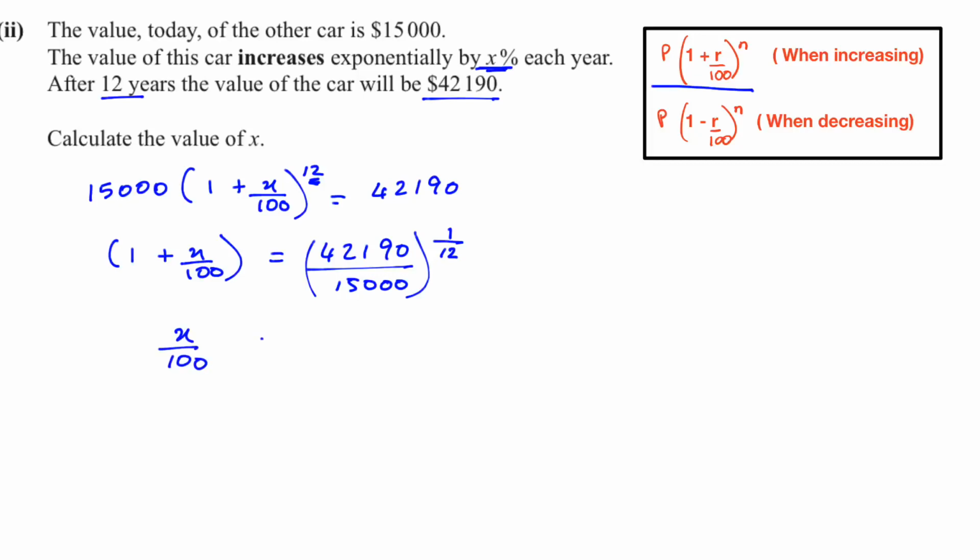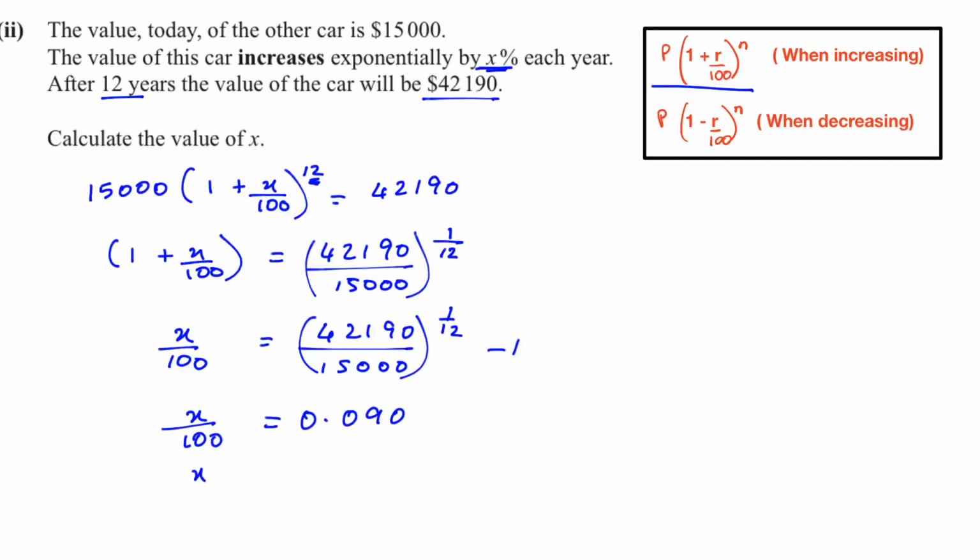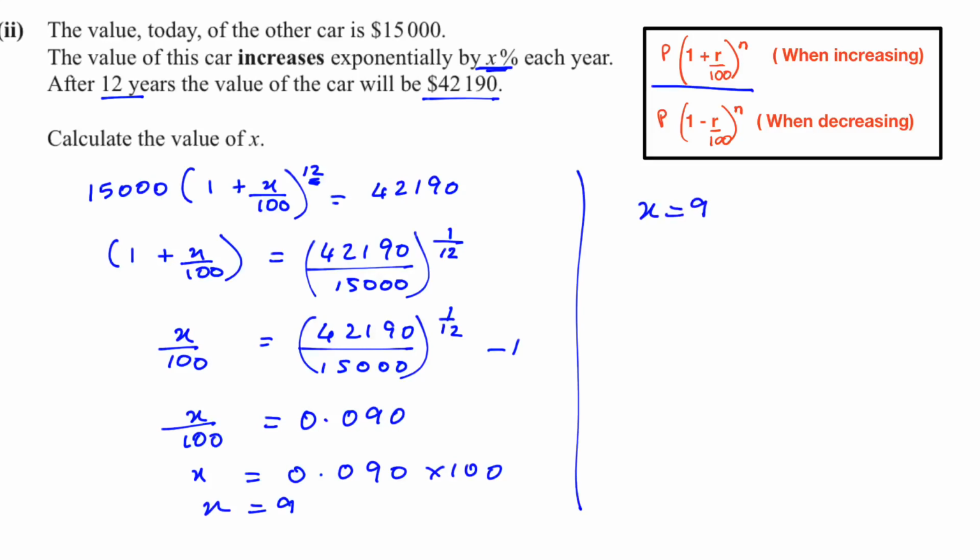X over 100 will equal to 42,190 over 15,000 to the power of 1 over 12. The plus 1 will be minus 1. This will give us 0.090. If you want to move the 100 to the other side, because it's a divide, it will be a multiply. Multiply by 100 and you will get x is equal to 9. So that is our answer, x is equal to 9%.